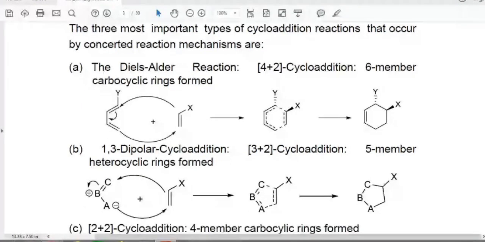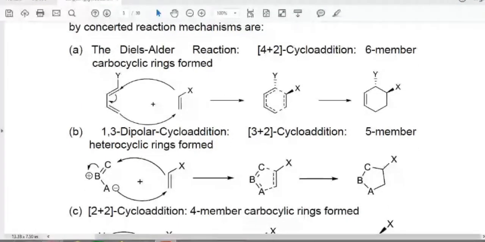Next one is 1,3-dipolar cycloaddition, also known as 3+2 cycloaddition, which results in 5-membered heterocyclic rings. In the previous case, what is the product? That is a carbocyclic ring. You will notice here the entire ring structure has carbons. Here all 6 atoms in the ring are carbons. Whereas 1,3-dipolar cycloaddition, or 3+2 cycloaddition, gives a 5-membered heterocyclic ring.